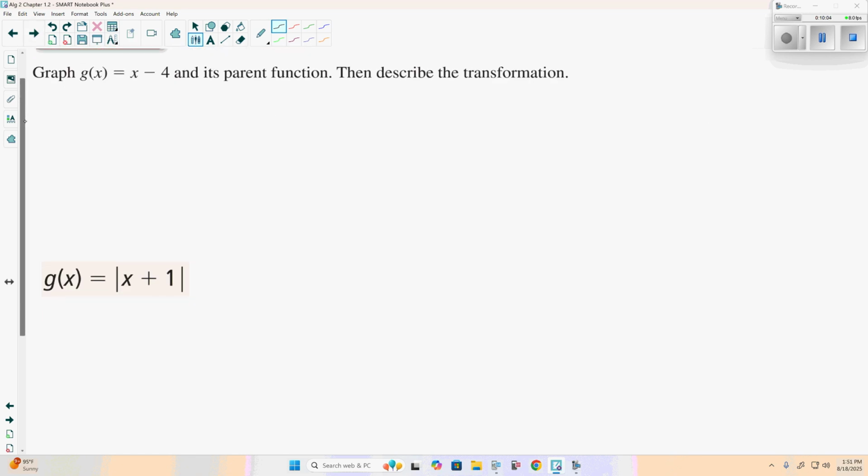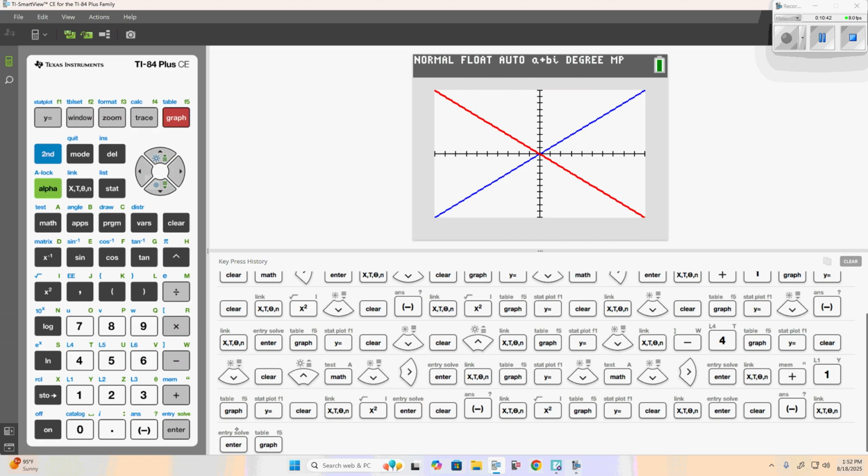So the first one here: graph the function g of x equals x minus 4 and its parent function, then describe the transformation. I'm not going to have you graph, and it's not because I don't find graphing important and necessary. It's just that there are too many pieces of technology that will graph for us. The ability to graph is helpful, but with so many things that will do the graphing for us, being able to do it is becoming not as important.